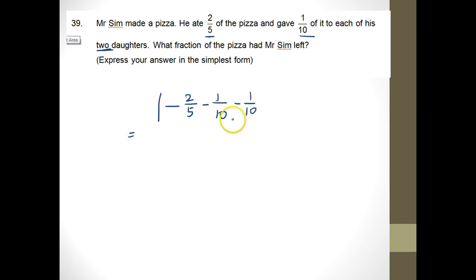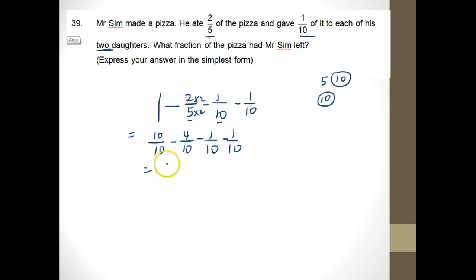When I do subtraction, I must ensure that my denominator is the same. So I have 5 and I have 10. I need to find the common multiple. So 5, 10, same denominator. So 5 times 2 is 10. So I have 10/10 minus 4/10 minus 1/10 minus 1/10. Answer will be 4/10. I need to express my answer in simplest form. So my answer will be 2/5.